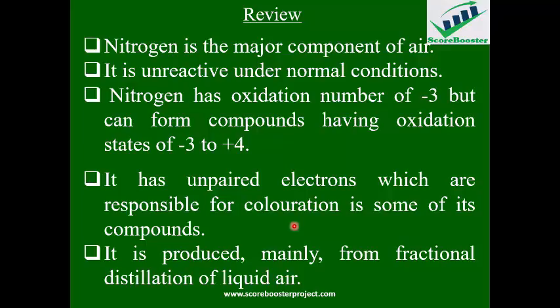Nitrogen can form compounds having an oxidation state from -3 up to +5, even +5. I said -3 or these 3 too, they are not that stable, but we are not going to concern ourselves with that. It has unpaired electrons, which are responsible for coloration in some of its compounds, and I've explained that before. It is produced primarily from fractional distillation of liquid air. So let us try to look at some examples.